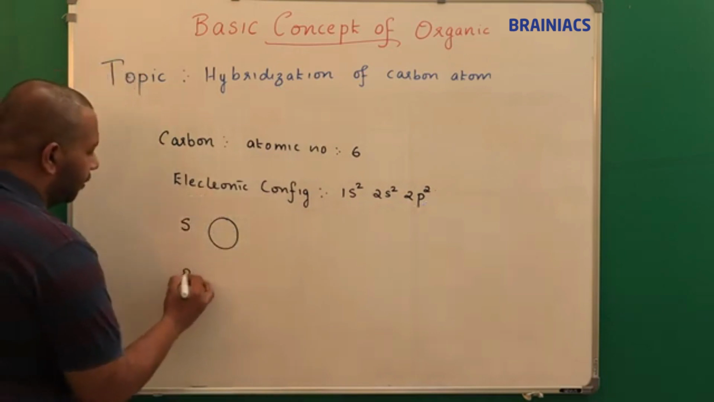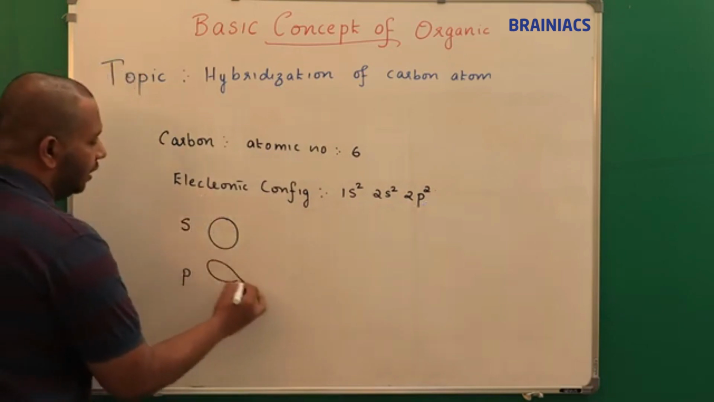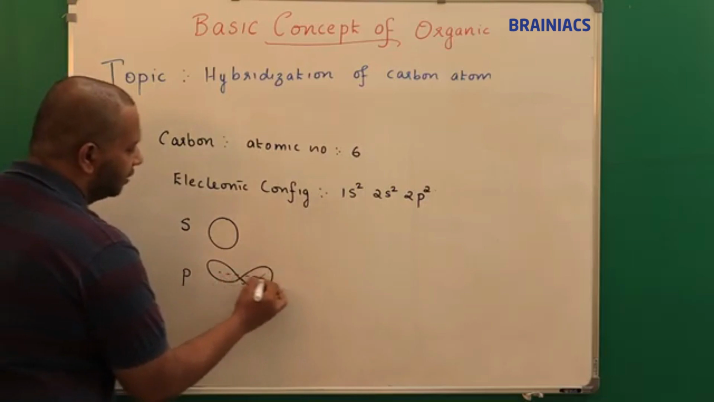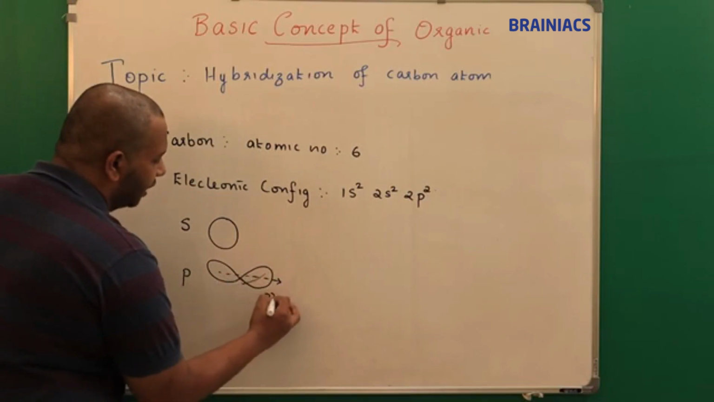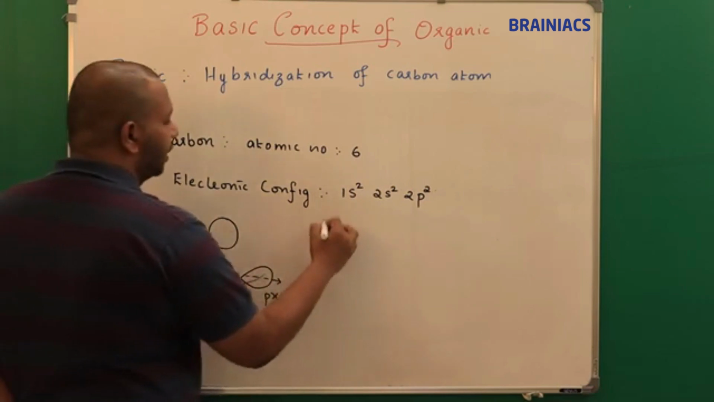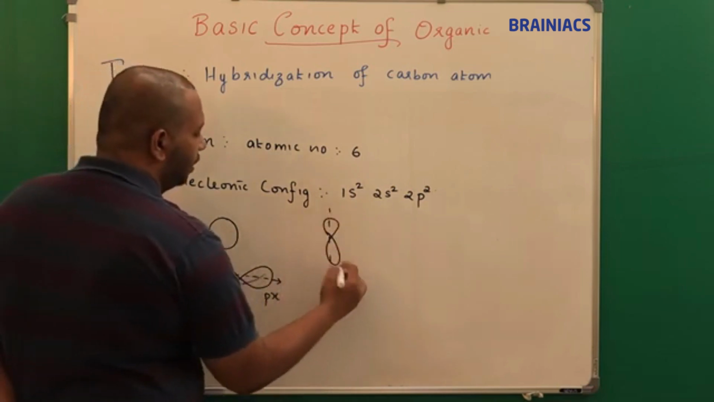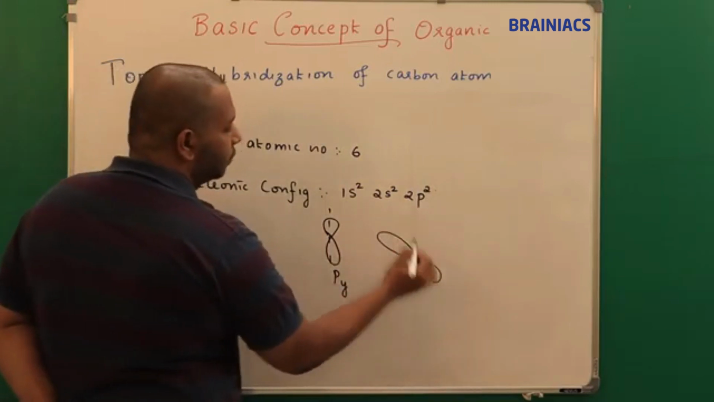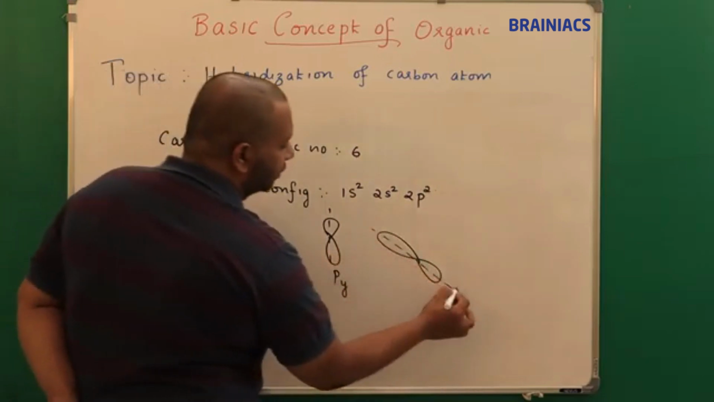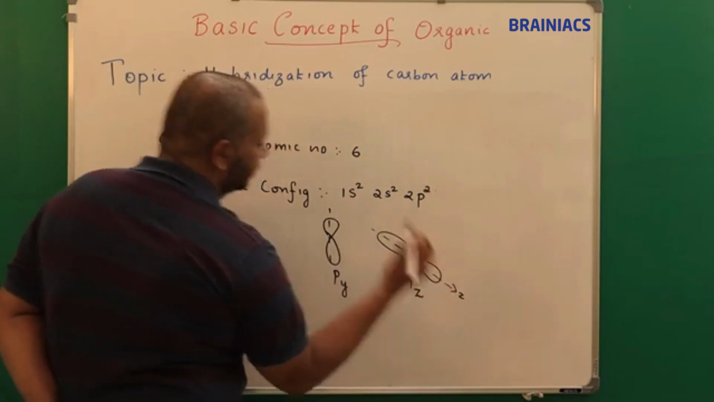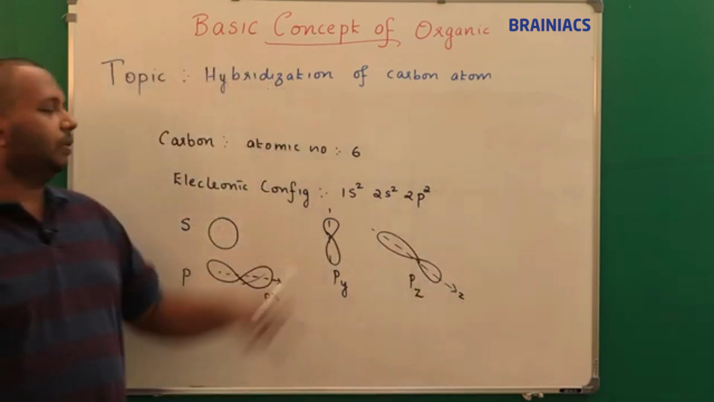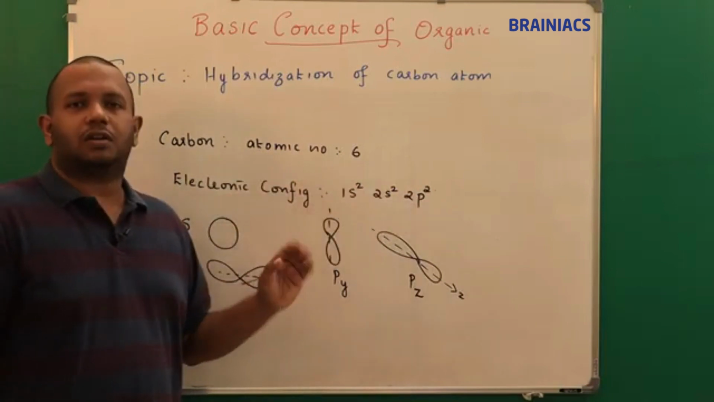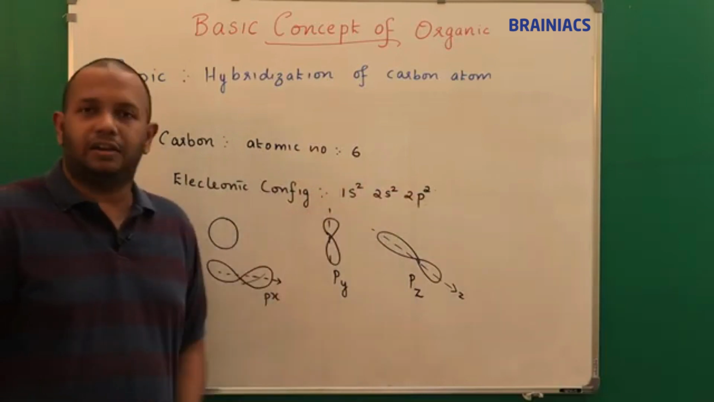So p orbital can be of different shapes. If I say it is in the x direction, then this can be px, correct? Or if it is in the y, this can be py, or if you see this is projecting from the board, if it is z, then this can be pz, correct? So these are the 3 orbitals for p. I know there are 6 electrons. Now the question here is where these electrons are entering into.